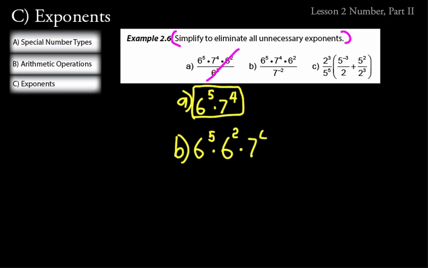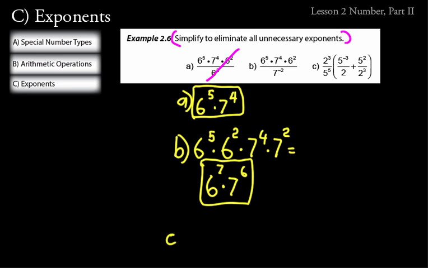7 to the 4th, and then move the 7 to the minus 2 up. That means it turns into 7 to the positive 2. So then, similar bases multiply together, add the exponents. That gives us a 6 to the 5 plus 2 is 7, times 7 to the 4 plus 2 is 6. 6 to the 7th power, 7 to the 6th power. We've simplified that to remove all the unnecessary exponents.